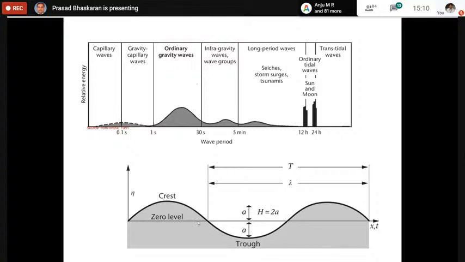This solid line here is the mean sea level. You have the amplitude contributed by the crest and the amplitude contributed by the trough, and double of that gives you the wave height. Similarly, you can find out the wave period. The number of waves crossing a particular location gives you an indication of the wave period, and the direction in which the waves are moving gives you the wave direction.